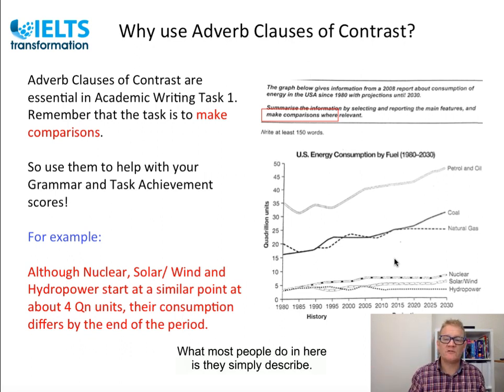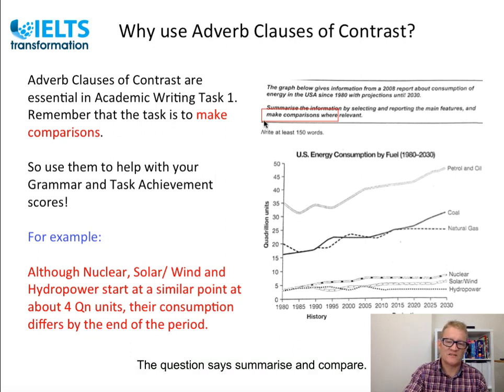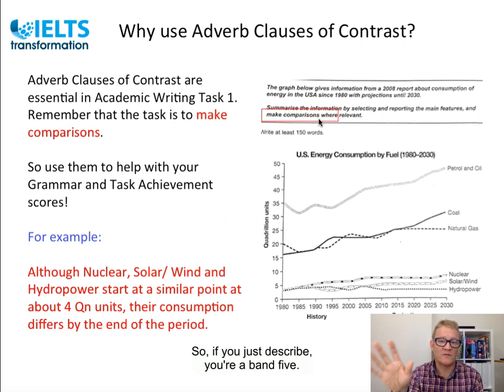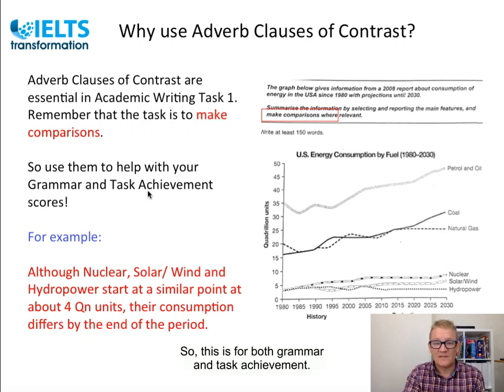What most people do in here is they simply describe. So they say petrol and oil does this, coal and natural gas does this, and the other three do that. That's not the question. The question says summarize and compare. Okay, so if you just describe, you're a band 5, which is no good to anyone. Not in academic anyway. So this is for both grammar and task achievement.